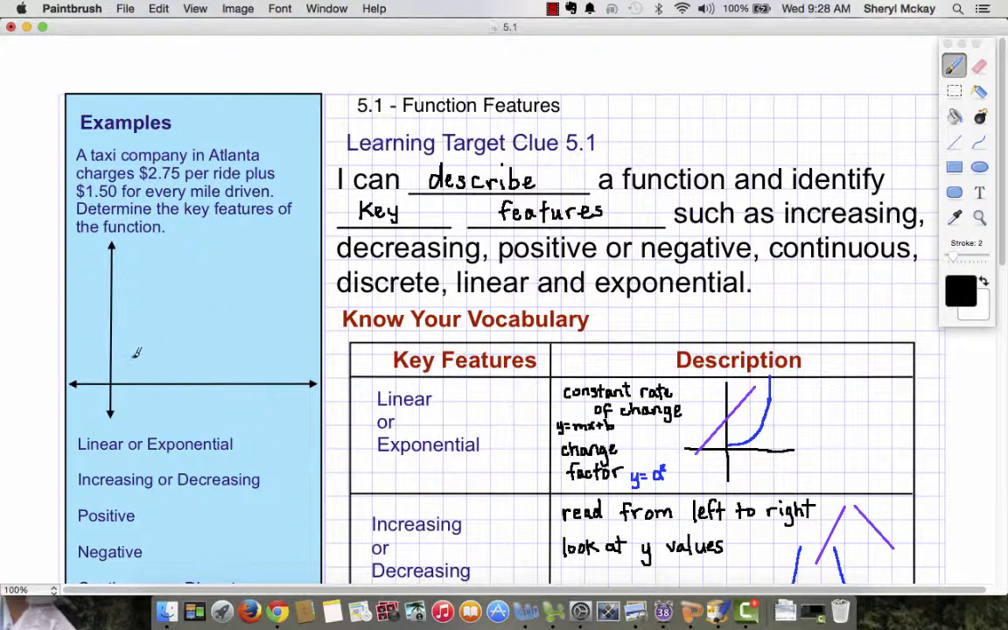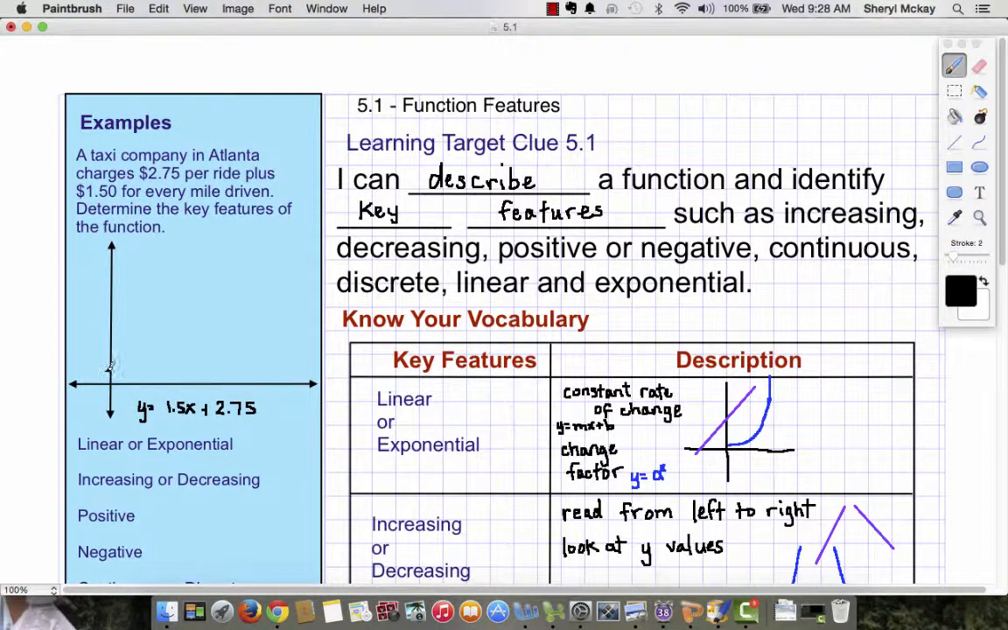Now we're going to think about how to write this out and how we could graph this. If I was going to write this, I might say y equals, which is the cost of the ride, is equal to $1.50 times the number of miles, x being the number of miles, plus the $2.75 just to get in the cab. Okay, so right away you can probably see that this is a linear function, but let's go ahead and graph it anyway.